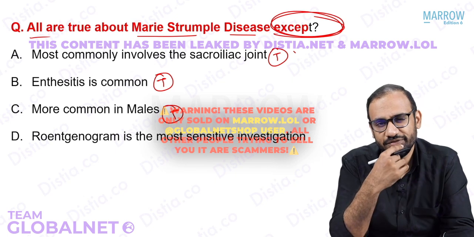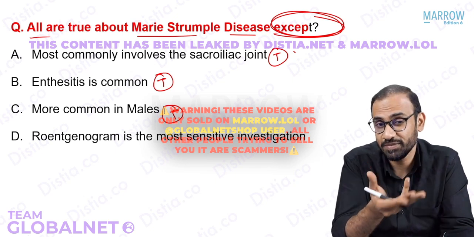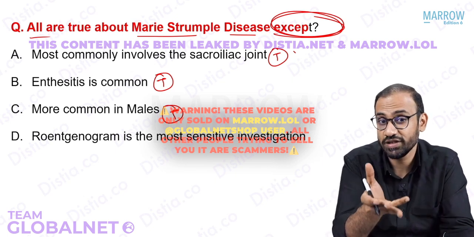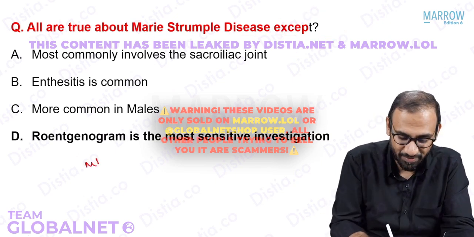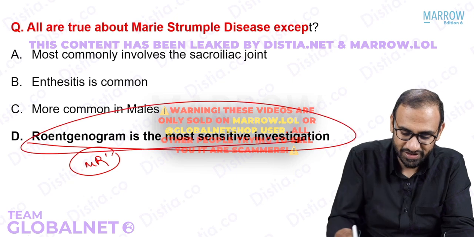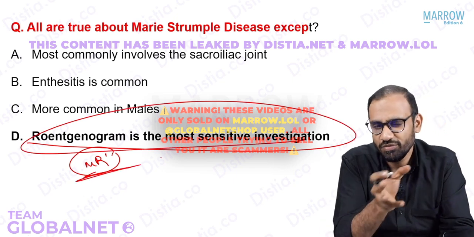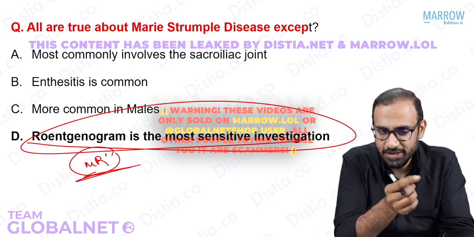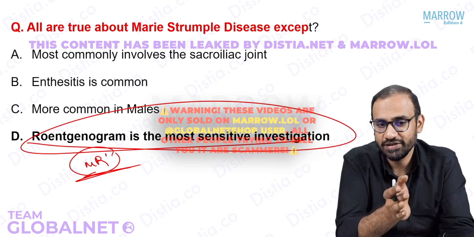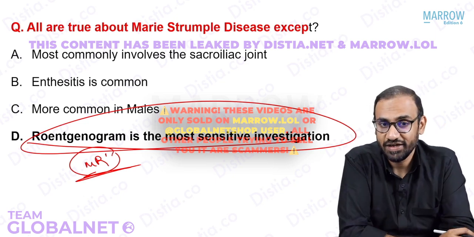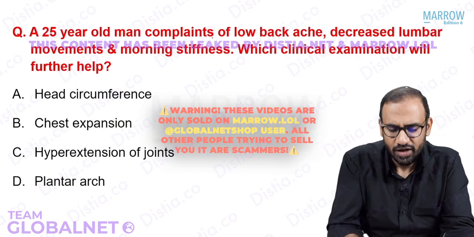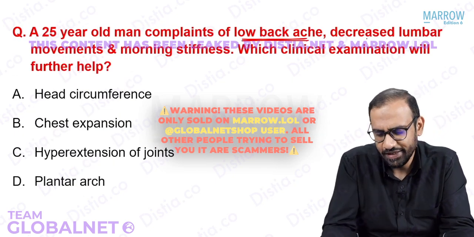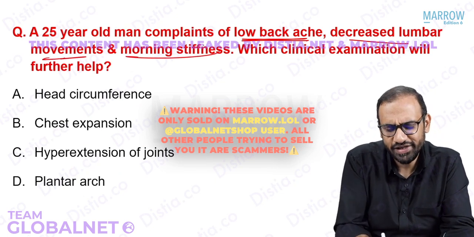X-ray is more sensitive. Or do you have anything else that picks up the changes in the sacroiliac joint before the changes on X-ray? The answer is MRI. So this is the false statement. MRI picks up changes before X-ray, and the changes earliest in sacroiliitis occur on the iliac side rather than the sacral side.